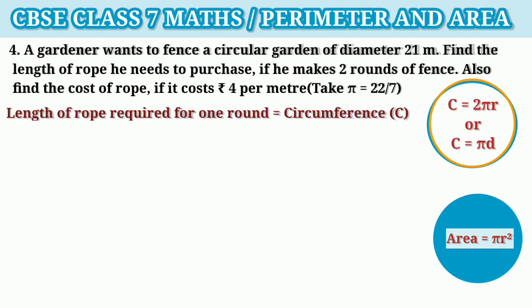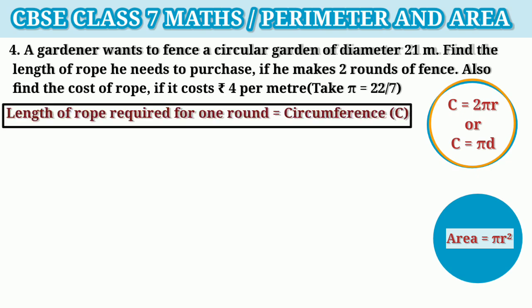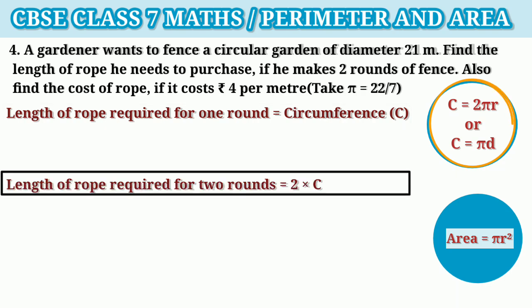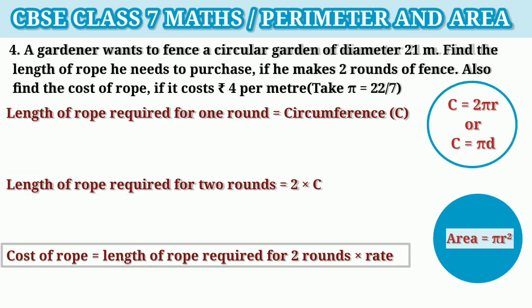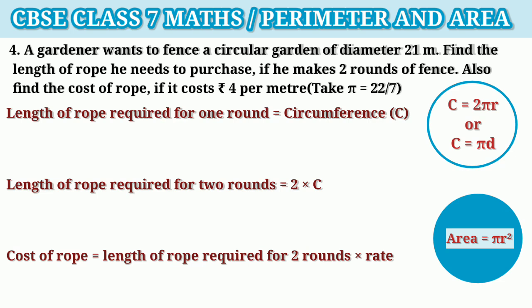Now the length of rope required for one round equals the circumference, and the length of rope required for two rounds equals 2 multiplied by circumference. Cost of rope will be the length of rope required for two rounds multiplied by the rate. Length of rope required for one round, that is circumference, and the formula used is pi d. We will substitute the values of pi and d in it. We have 22 by 7 multiplied by 21.